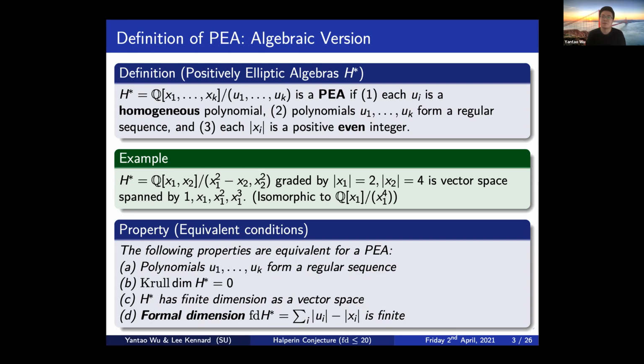As you can see in the example, it's a vector space with dimension 4, so it's finite. And last, we introduce something new called formal dimension. The formal dimension has a weird definition: it's the sum of degrees of relations minus the sum of degrees of generators. This can seem weird. Why do we define that? I will explain later. But first, we can see that the formal dimension is well defined. In the example, using the first presentation, the formal dimension is 4 minus 2 plus 8 minus 4, which is 6. If we use the second presentation, the quotient of x1 by x1 to the 4th, we compute its formal dimension, which is 8 minus 2, also 6. It is well defined.